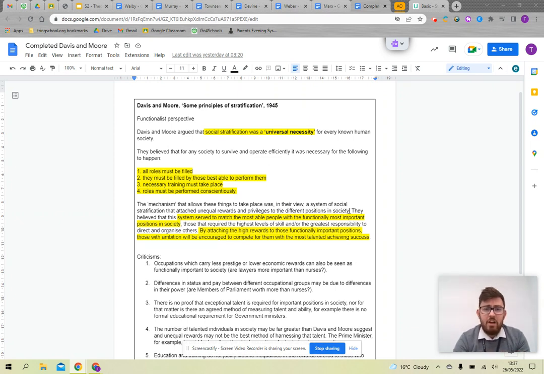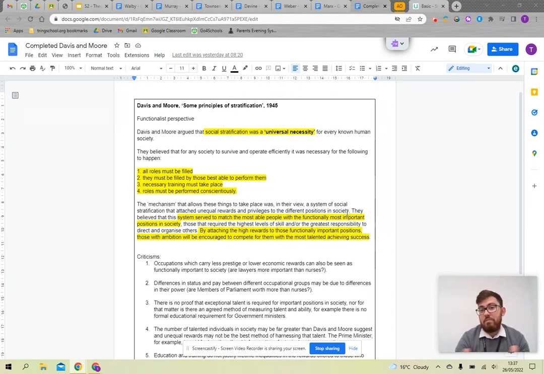So, basically, the only way that this was possible was by giving those high status roles, like heart surgeons, politicians, and lawyers, great pay and rewards, which would incentivize, encourage people to go for those roles, to strive and go for the qualifications and the really long process to actually get to that point.